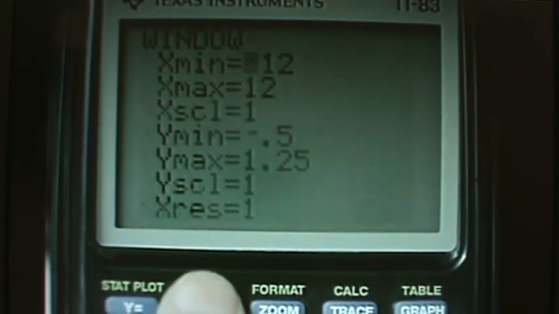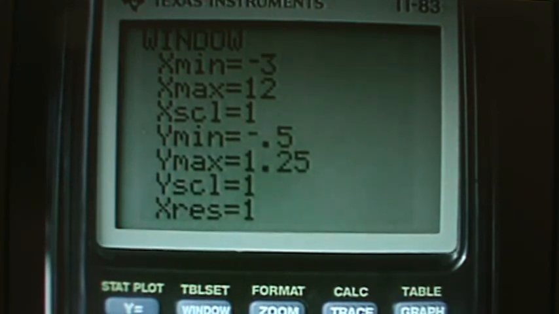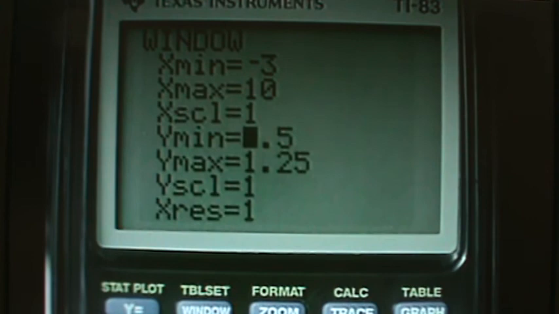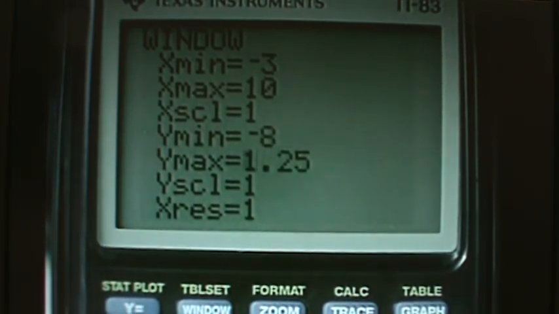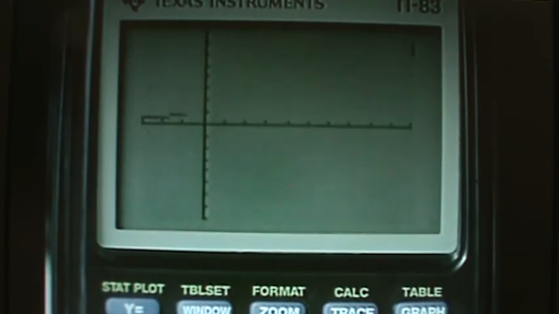And for window settings, I'm going to reset x minimum to be negative 3 and the max to be 10. And then for y, I want plus or minus 8, so negative 8 and 8. And here's the graph of the border that I'm going to create for a sine curve. I'm just going to place a certain sine curve right into this pattern, right in the middle of this pattern.